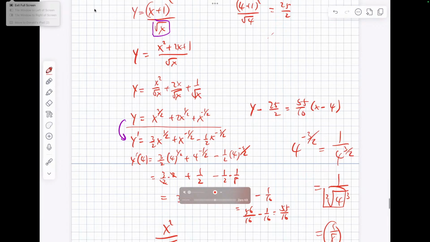But anyway, this is the answer. The answer is right here. Hopefully you got the same answer as me. Now you should check your answer on Desmos to make sure it's right. Always check your answer. Next question.